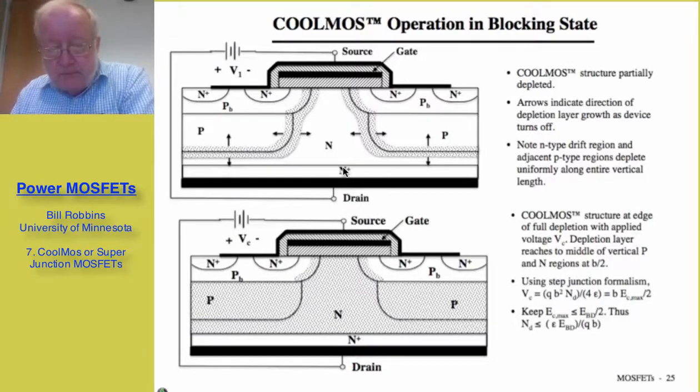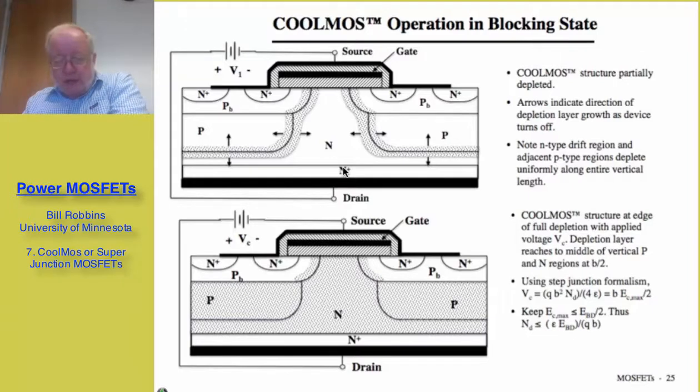horizontal as indicated. At some voltage, which I'm going to call V sub C, between drain and source, the depletion regions of these pillars meet in the middle of the drift region because they're moving horizontally. And now the entire drift region simultaneously is completely depleted of free carriers, and so there can't be any possibility of current flow.